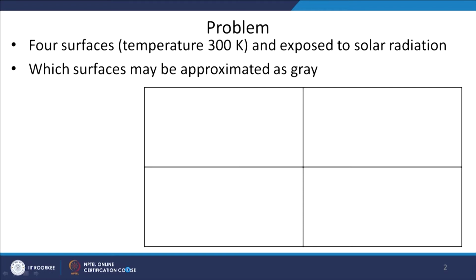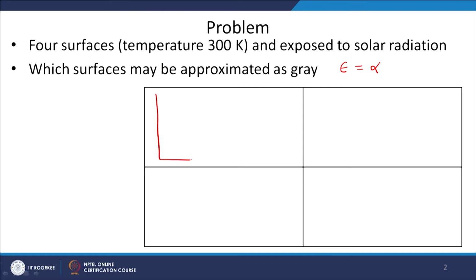We have to check which of these surfaces may be approximated as a gray surface. What we mean by a gray surface is that the emissivity of the surface should be equal to the absorptivity, or the emittance should be equal to the absorptance. If this condition is satisfied, we can call the surface gray.